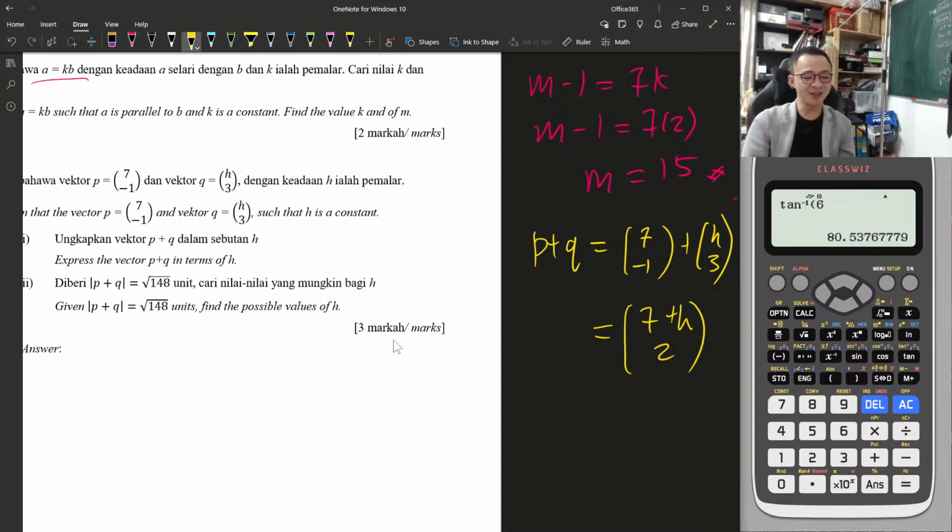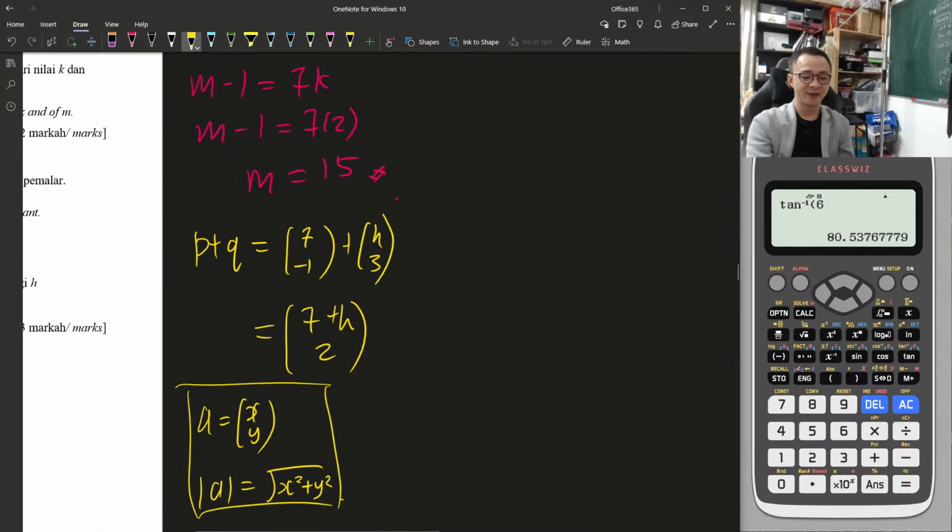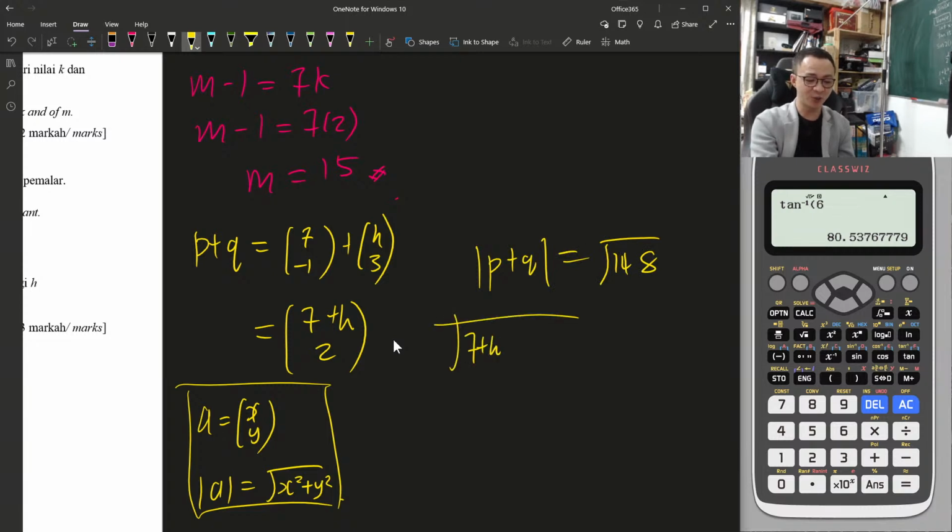And then they tell us the magnitude of it. What's the magnitude formula here? You should know if a equals (x, y), the magnitude of a is the square root of x squared plus y squared. This is the magnitude formula, isn't it? They tell me it equals square root 148. Since the magnitude of p plus q is square root 148, basically it means the square root of (7 plus h) squared plus 2 squared equals the square root of 148.